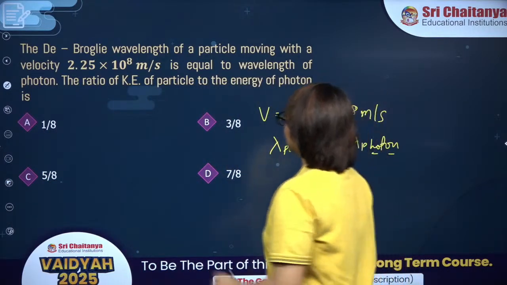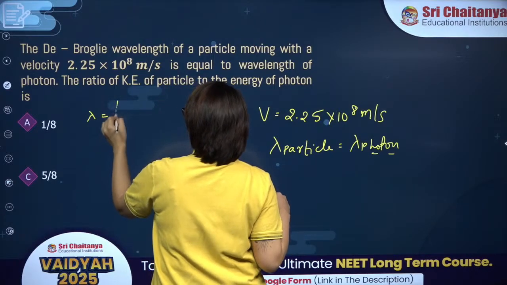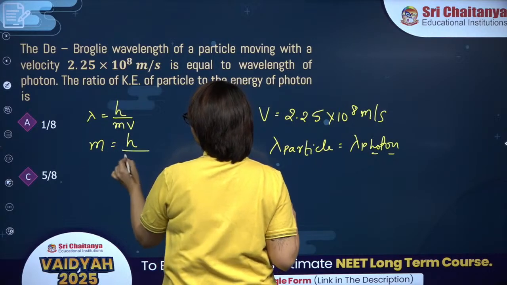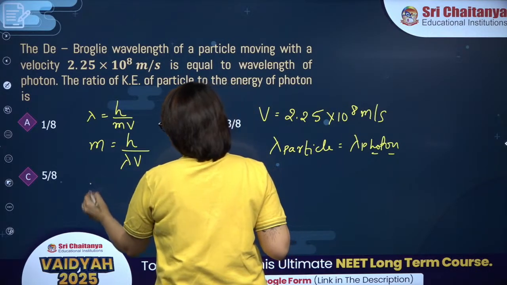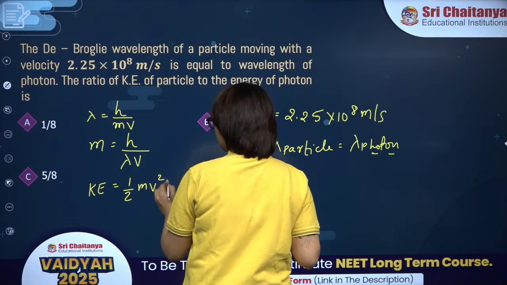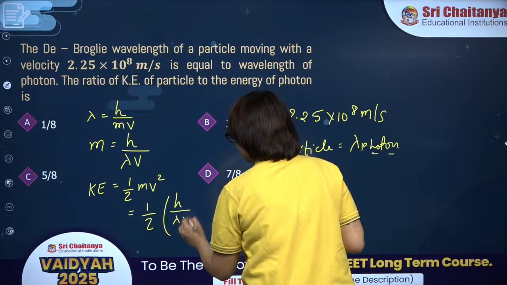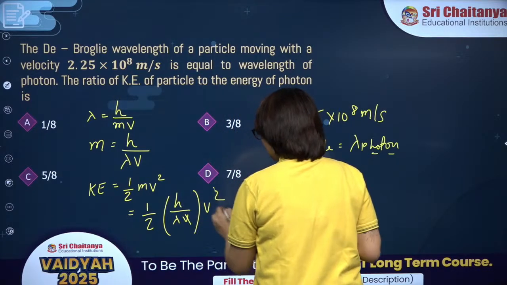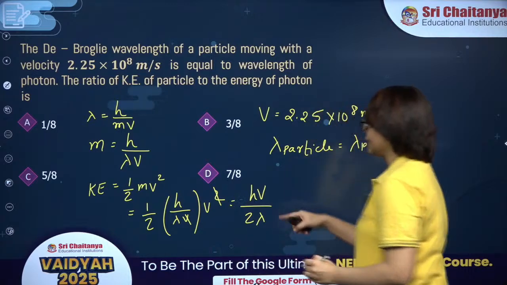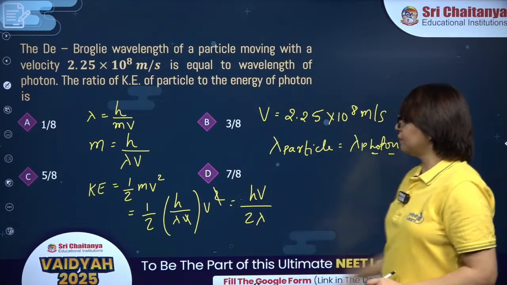So we have the de Broglie wavelength of the particle as h upon mv. So from this, the mass of the particle is h upon lambda v. Now you can find the kinetic energy of the particle as half mv square, which is half times h upon lambda v, into v square. The v's cancel, so it is hv divided by 2 lambda. This is the kinetic energy of the particle in terms of lambda and v.